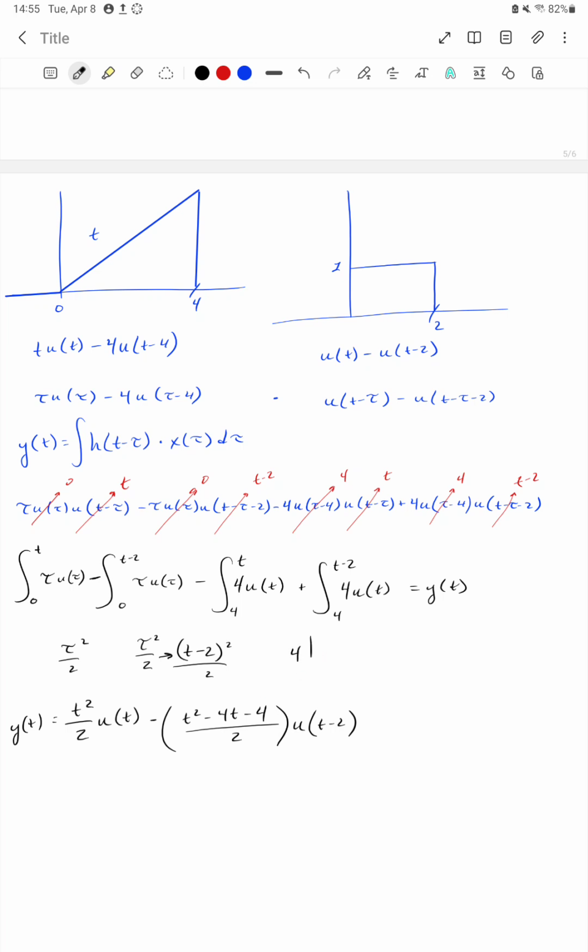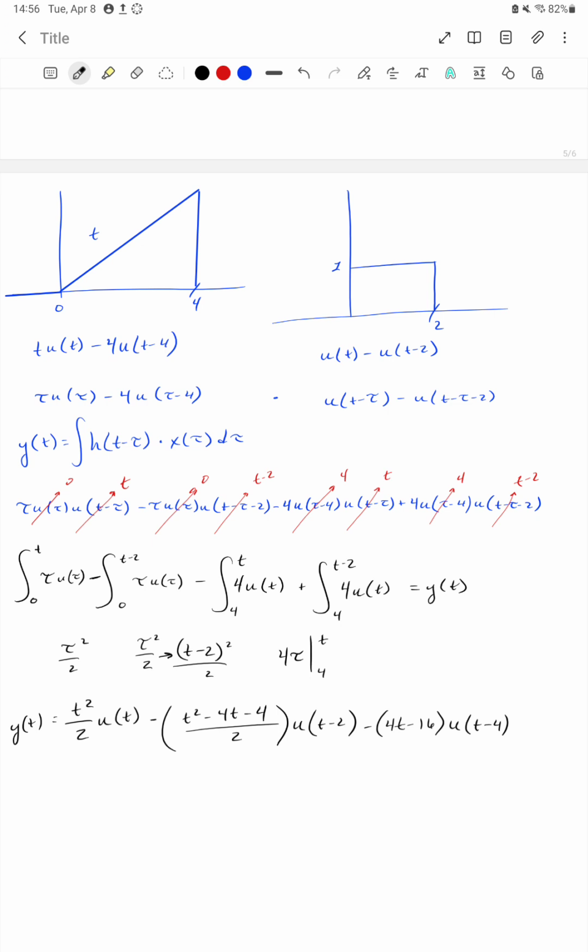So 4, I'm sorry, 4 is before the integration. So this turns into a 4 tau, and then with your limits of integration, this is going to become minus, let's see, this is going to become 4t minus 16. That look right? Yeah, I think so. 4t minus 16, u of t minus 4.